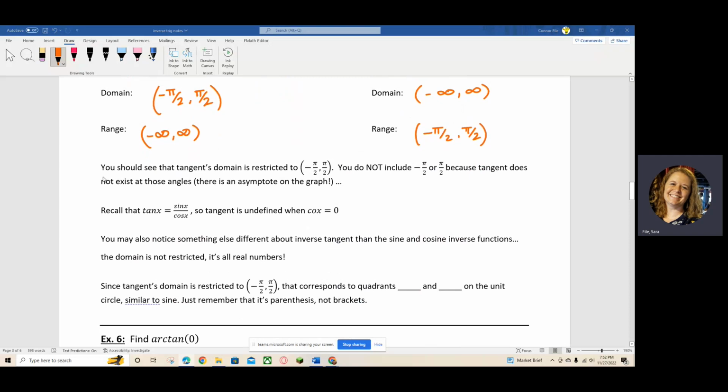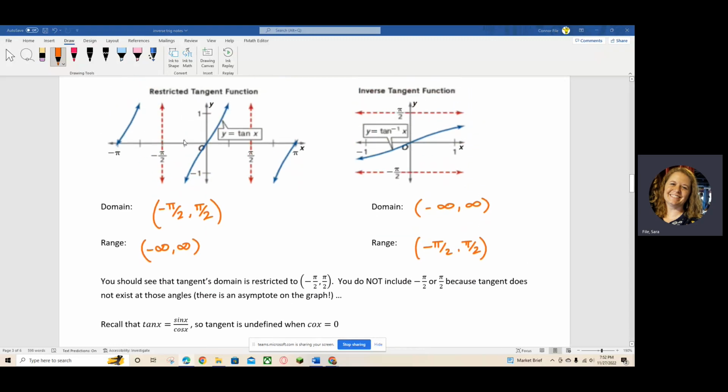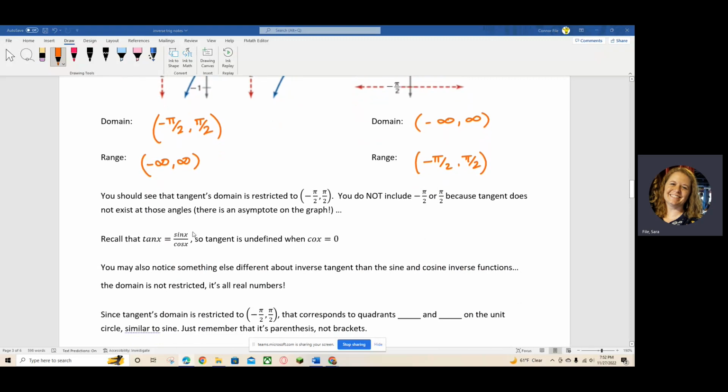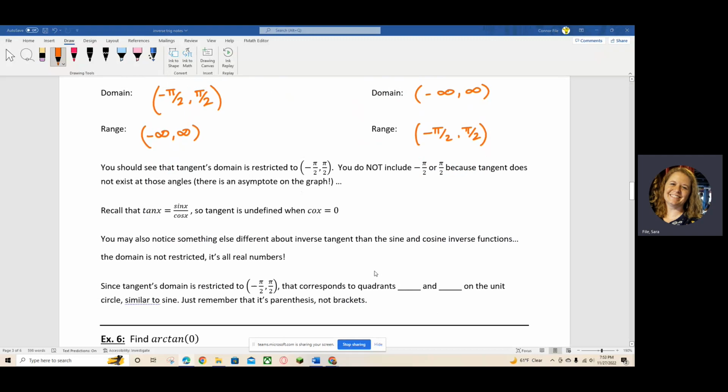So it talks about how you should see the tangent's domain is restricted. It's parentheses, not brackets, so you don't include those. We talked about that in the last video with those being asymptotes. They're not included. We know that tangent is sine divided by cosine. So anywhere that cosine is 0, remember tangent's going to be undefined. Around the unit circle, that's at pi halves and at 3 pi halves or at negative pi halves. So that's why it's undefined. That's where those asymptotes are coming from, and that's why it's parentheses here instead of brackets.